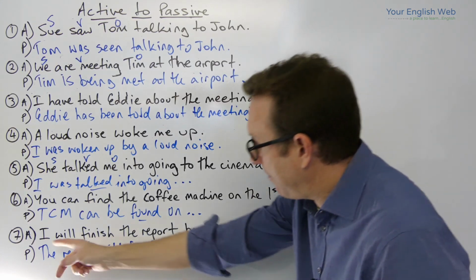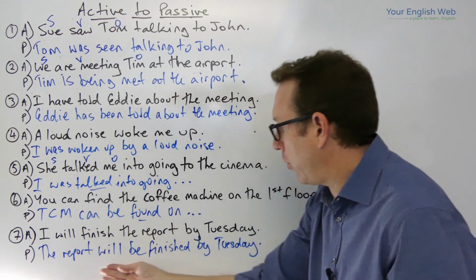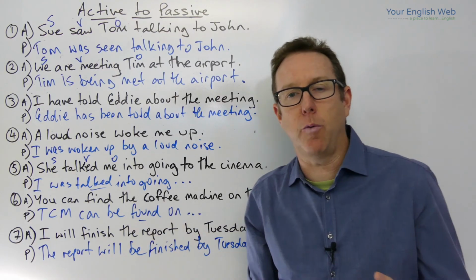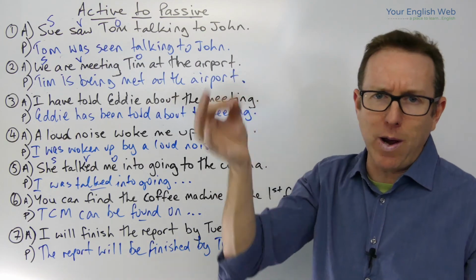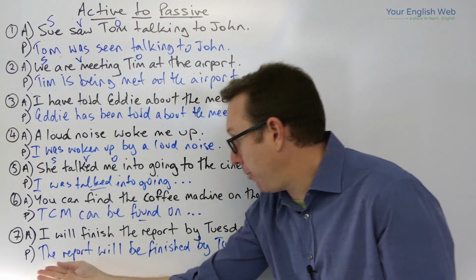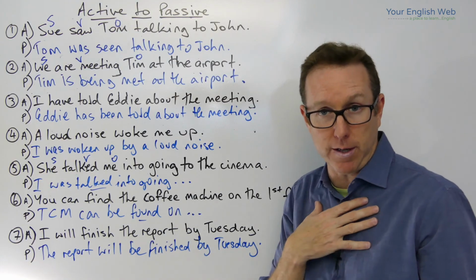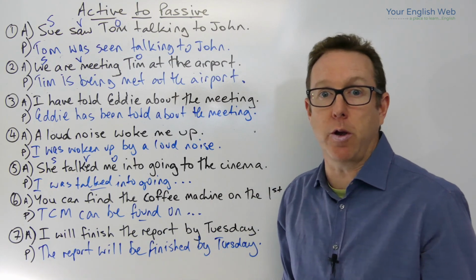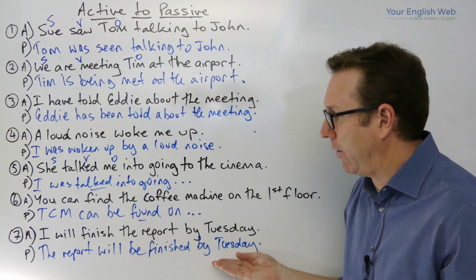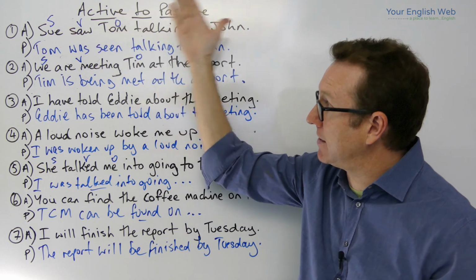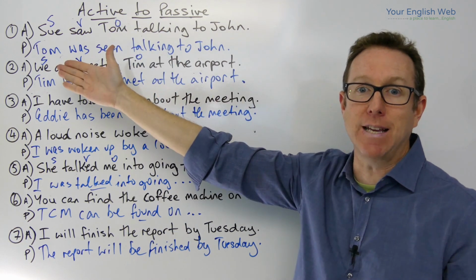By whom? By me, okay? The report will be finished by Tuesday. Now this is quite common if you're talking to your boss and the boss asks you, when will the report be finished? The report will be finished by Tuesday. We know who's working on the report. It's me. So we don't need to put it there, okay? But that is how you turn an active sentence into a passive sentence.